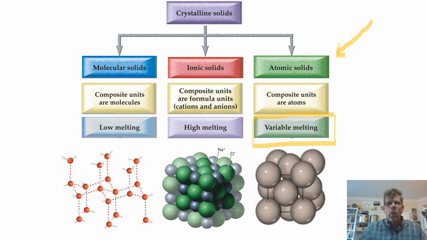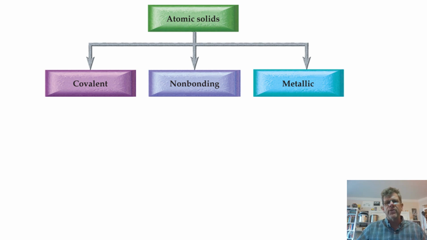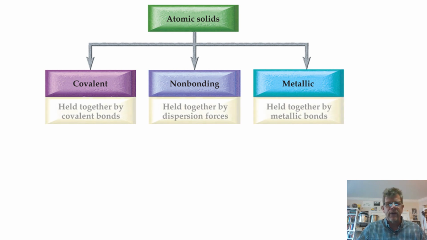They're so variable, we really need another whole grid here that I'm showing you to define atomic solids. So let's take a look at that. Atomic solids, because they are so diverse, require a brand new type of grid to look at. Atomic solids themselves can be brought into three categories: covalent atomic solids, non-bonding atomic solids, and metallic atomic solids. So let's take a look at these.